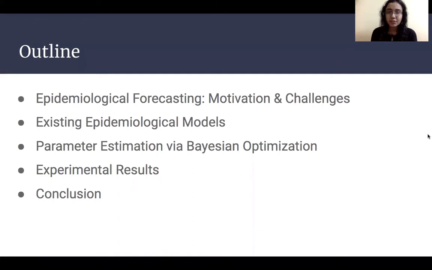So here's the outline for the presentation. I'm first going to discuss the motivation behind epidemiological forecasting and the challenges associated with it. Then we'll take a quick look at existing epidemiological models. I'll discuss the key ideas behind our work, that is, parameter estimation via Bayesian optimization, take a quick look at the experimental results, and end with some concluding remarks.